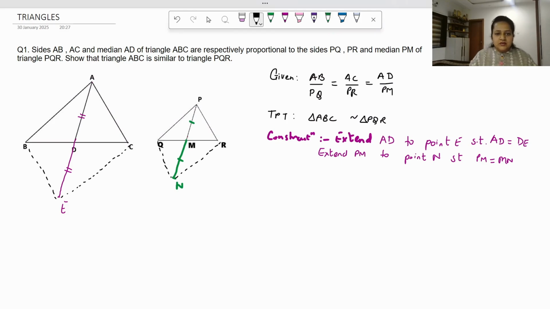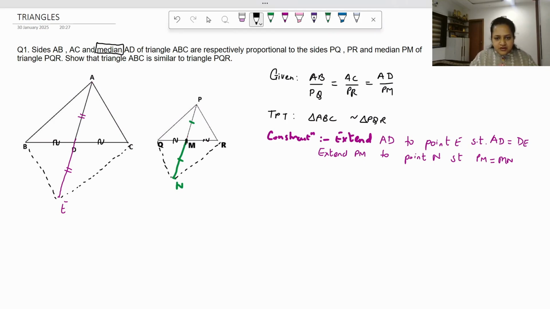Now, there was a word over here, median. What does a median do? It will join the midpoint of a side to its opposite vertex. It means that D is the midpoint of BC. So we are going to get BD equal to DC. Similarly, if PM is the median, we can say that M is the midpoint of QR. Am I understood? So this is a basic concept that we are going to work with.